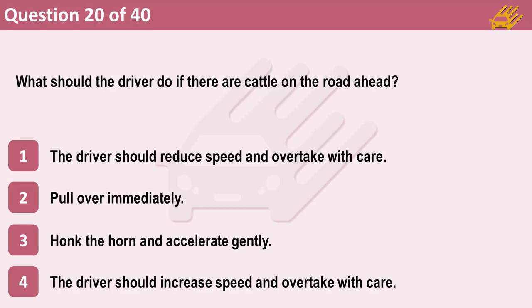What should the driver do if there are cattle on the road ahead? 1. The driver should reduce speed and overtake with care. 2. Pull over immediately. 3. Honk the horn and accelerate gently. 4. The driver should increase speed and overtake with care.